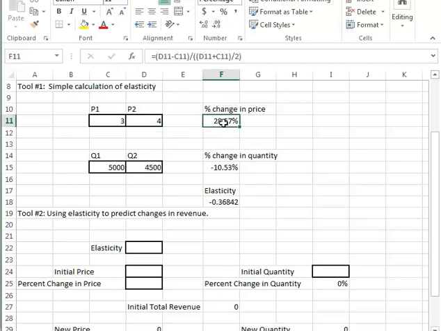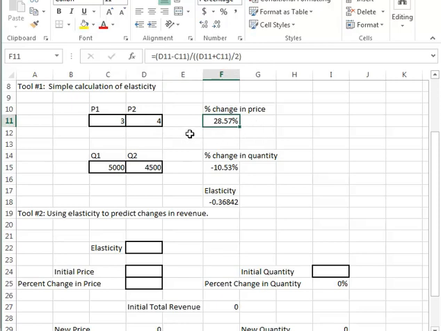And what I've done here is I've written in the formula for calculating percentage change using the midpoint formula. If you replicate this, make sure that you get all the parentheses in exactly the same places, because if you put the parentheses in different places, then there's a good chance that you're going to get a wrong calculation here.